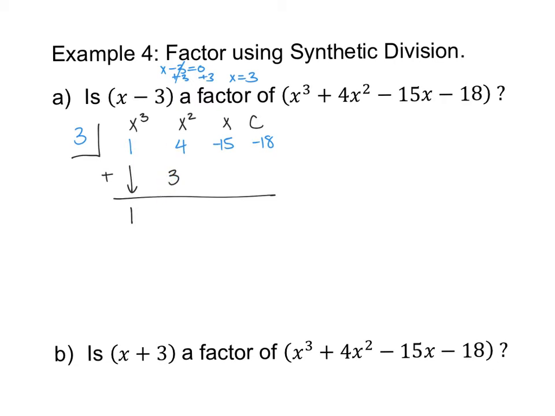From here, if you watched the previous video, you pull down the first number, and the numbers down below the line, you always multiply it with the number in the box. So 1 times 3 makes it a positive 3, and then you always add vertically. So 4 plus 3, 7. 7 times 3 is 21. Negative 15 plus 21 gives me 6. 6 times 3 is positive 18. And if I add vertically, these actually cancel, so I get 0. So that means I have a remainder of 0. So if this is the remainder, that means that this did divide evenly. So I can say that x minus 3 is a factor.